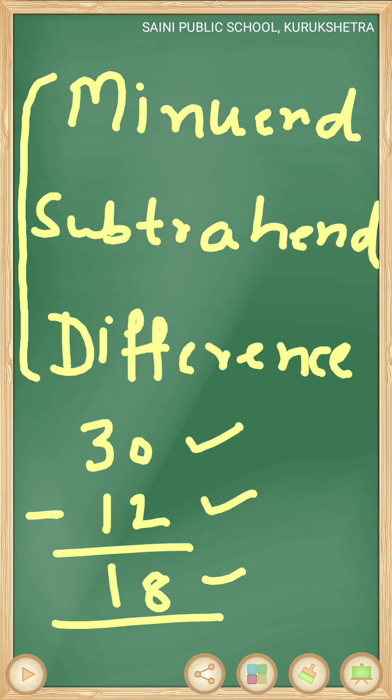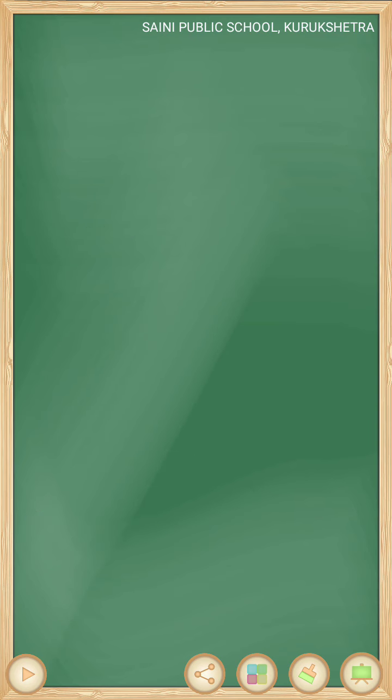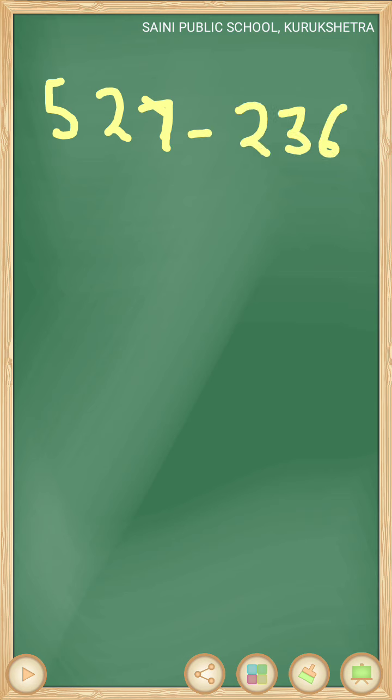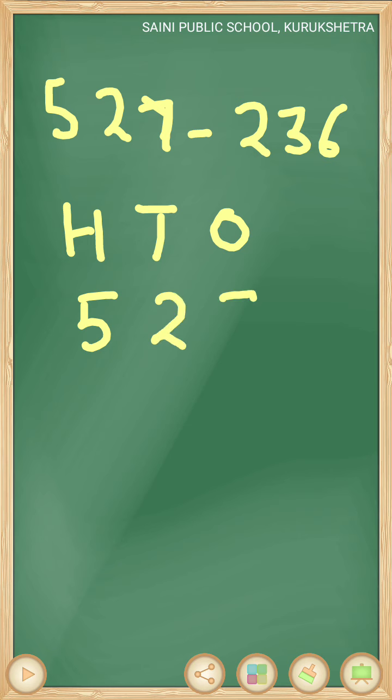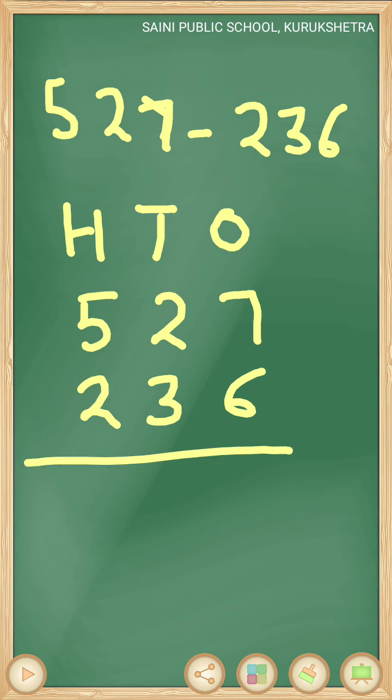Now we will do subtraction for 3-digit numbers. For example, I am taking here two numbers, 527 minus 236. These are 3-digit numbers. So let us start. We will write here 3 places: ones place, tens place, hundred place. Now which number is bigger? 527 is bigger and 236 is smaller. So we will do subtraction like this.